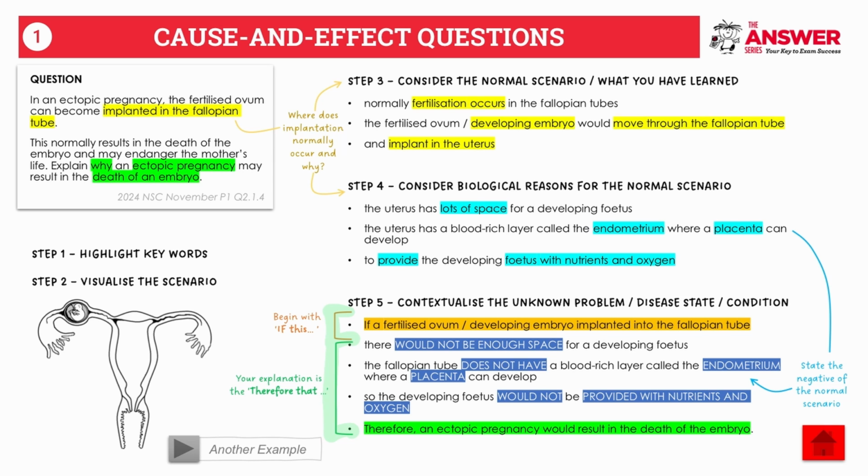Because a fertilized embryo implanted into the fallopian tube, therefore, there would not be enough space. It does not have an endometrium. It would not be able to provide nutrients, and an ectopic pregnancy would result in the death of an embryo.